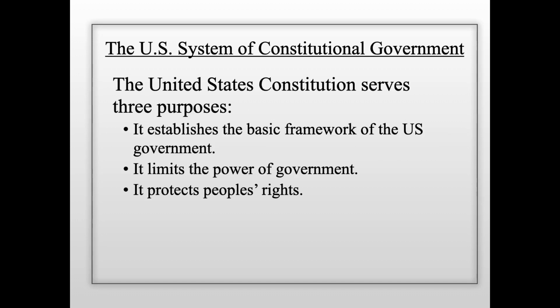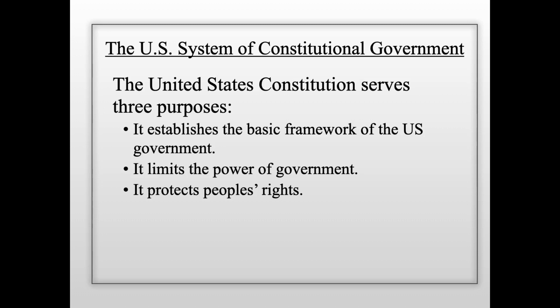So our U.S. Constitution serves three purposes. It establishes the basic framework of the U.S. government, so it's that manual for the government. It limits the power of government, which is a very important idea, that we don't want government to be able to do anything. There are certain things that the government cannot do. That's what makes us a democracy. That's what makes us a free country.